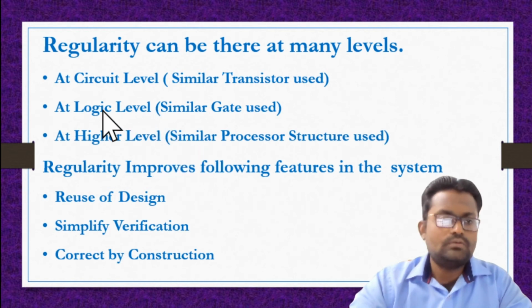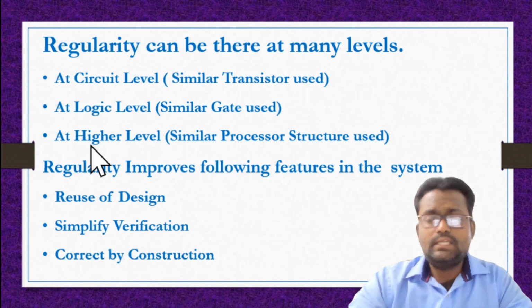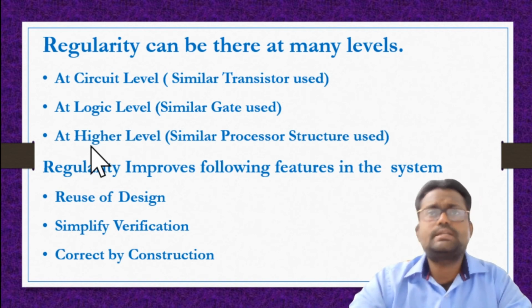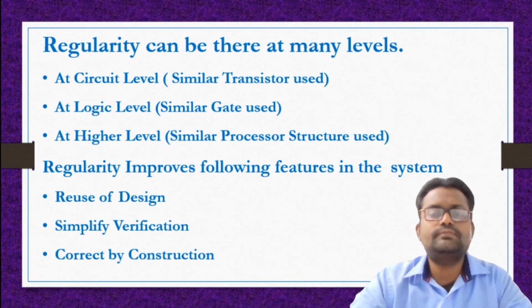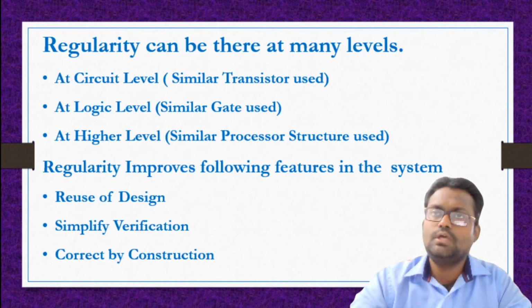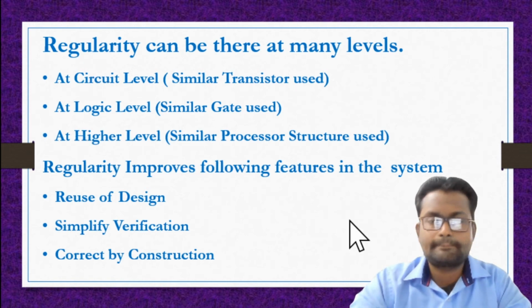Okay, now the third one is at higher level. What is higher level? Higher level means suppose we design a complex circuit. At that time we need to connect various types of processors. If those processors are of similar type, the structure of those processors is of similar type, then the regularity is in the category of higher level.